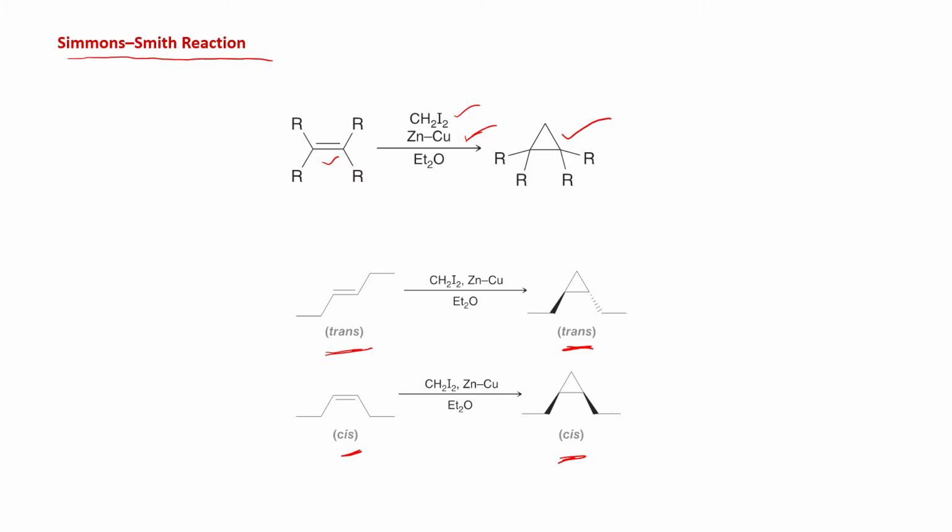Carbene also performs this kind of cyclopropanation reaction, so that's why sometimes we call the Simmons-Smith reagent a carbenoid reagent.